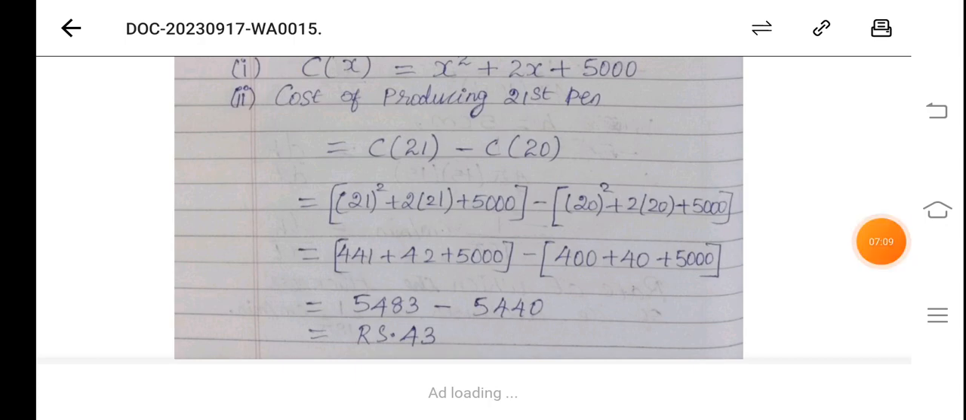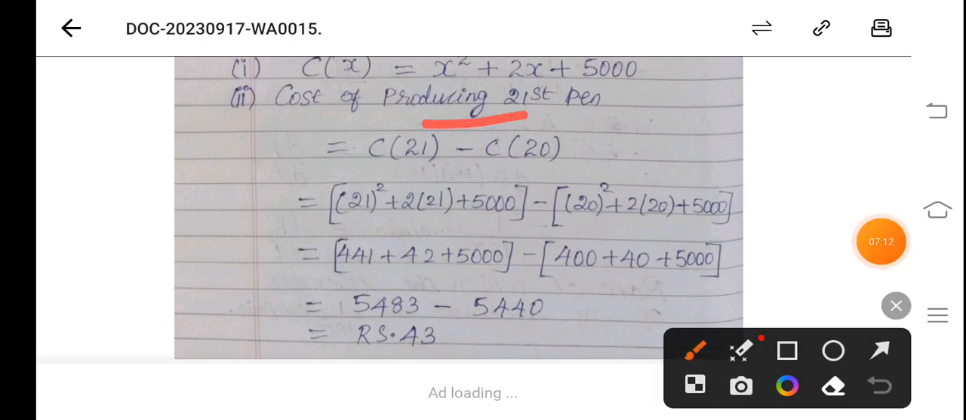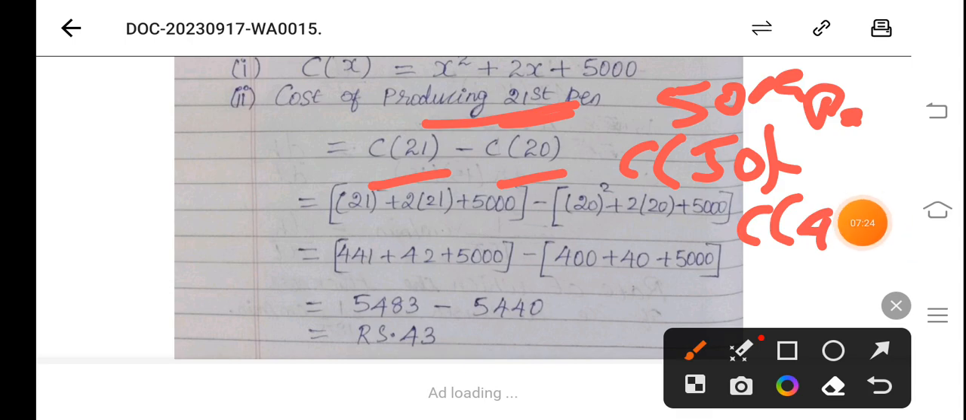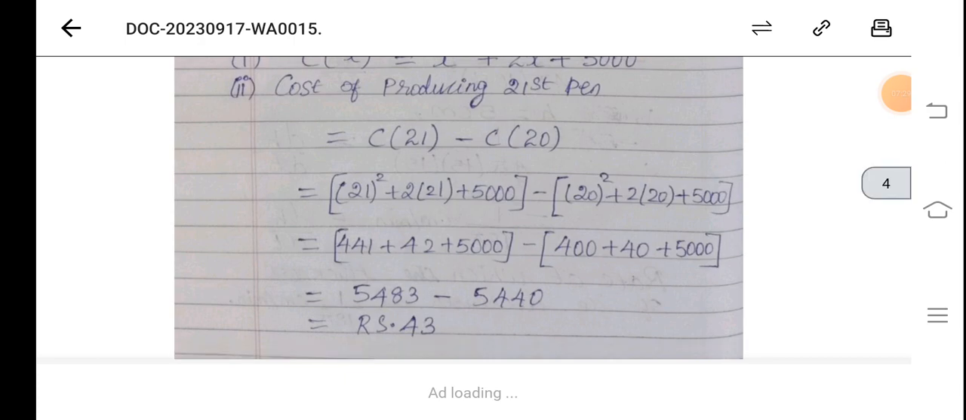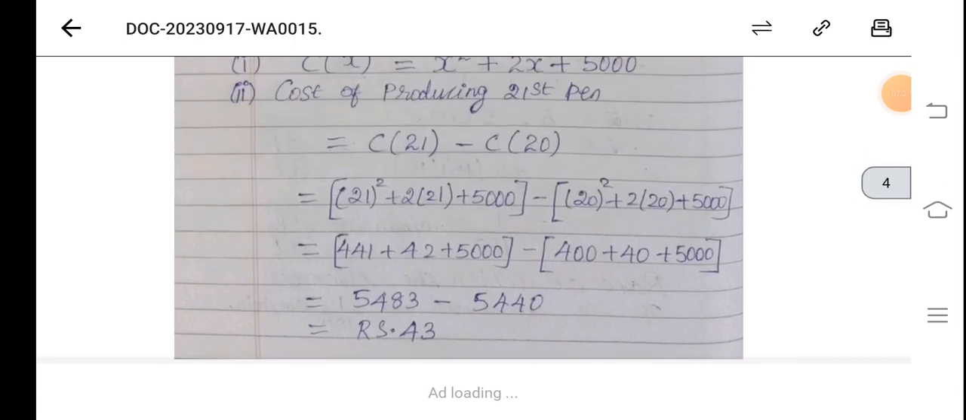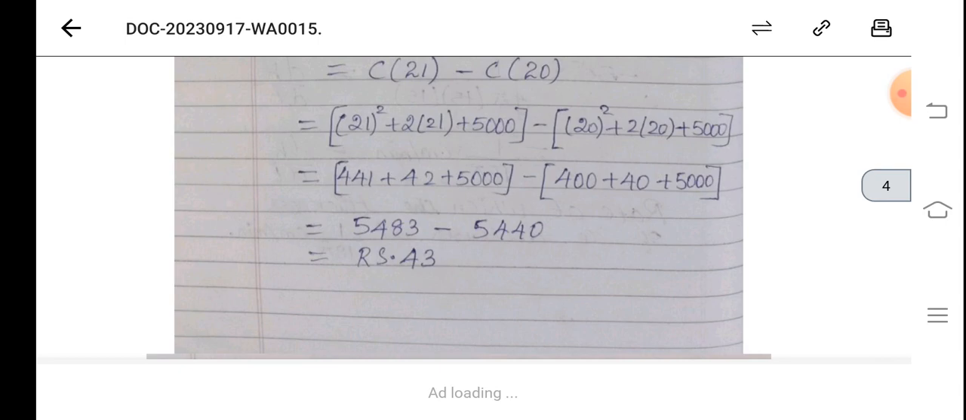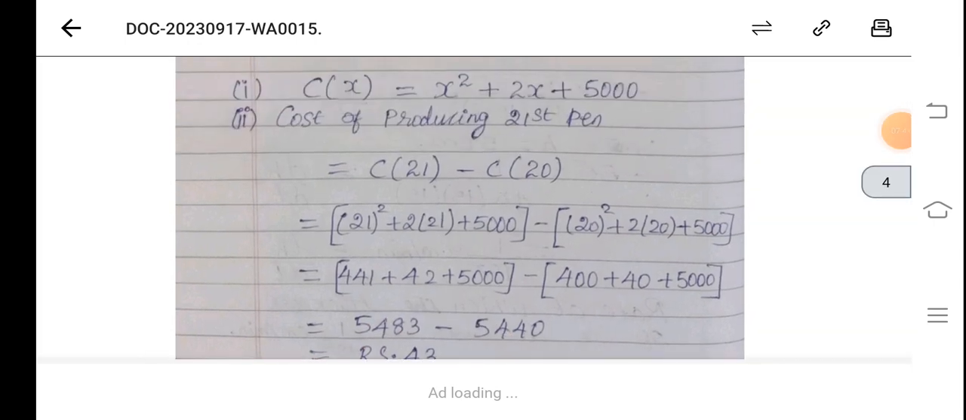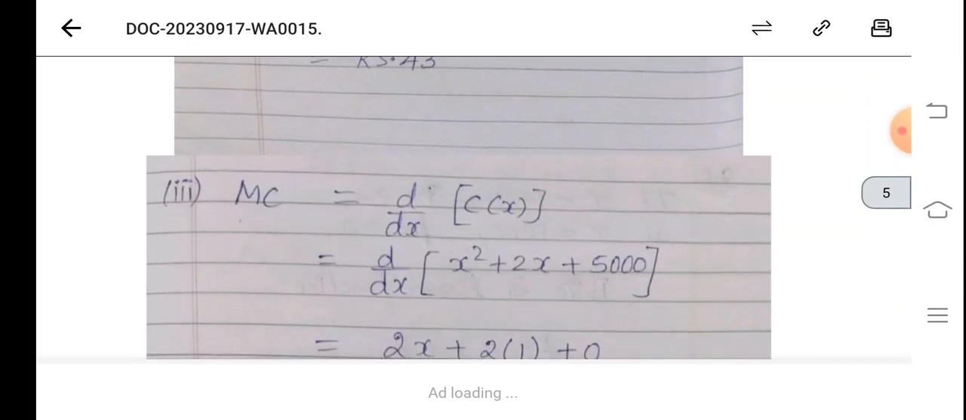But here you want to remember for cost. So the cost of producing the 21st pen is C of 21 minus C of 20. Suppose the 50th pen, then you have to write C of 50 minus C of 49. Then hereafter it's easy, children. Just substitute the values. On 21 you have to substitute in C of x, and 20 you have to substitute, subtract it, and we got the answer as 43. Check whether you're getting it correctly or not.